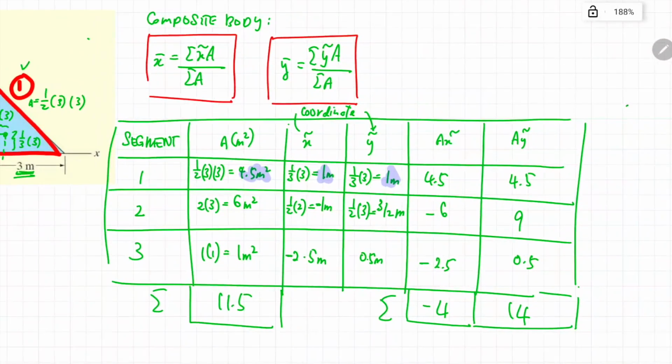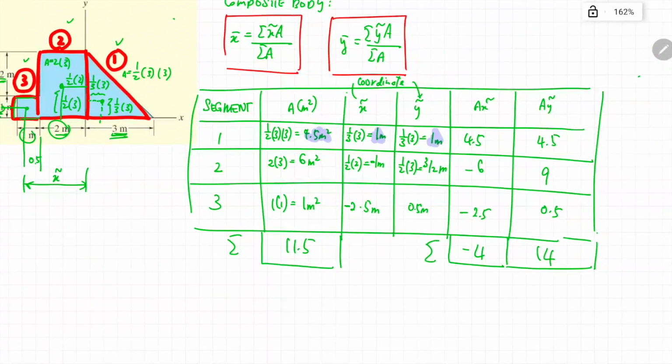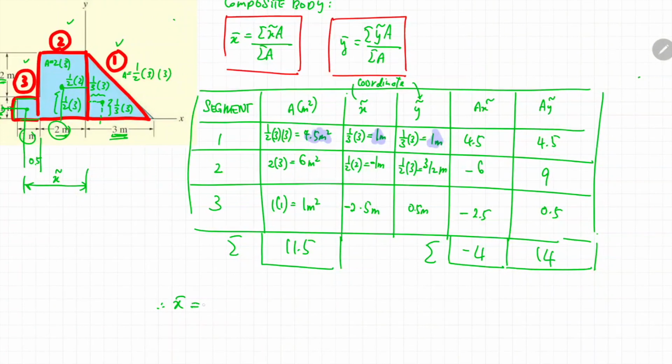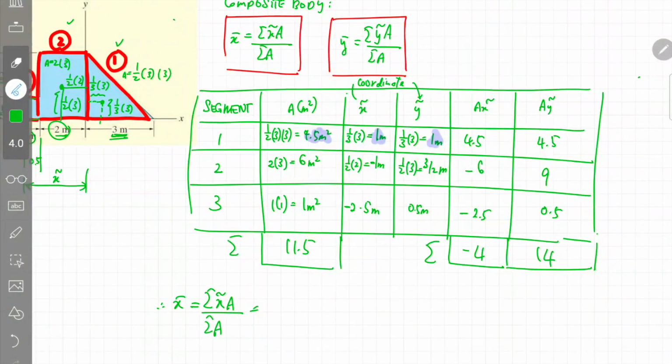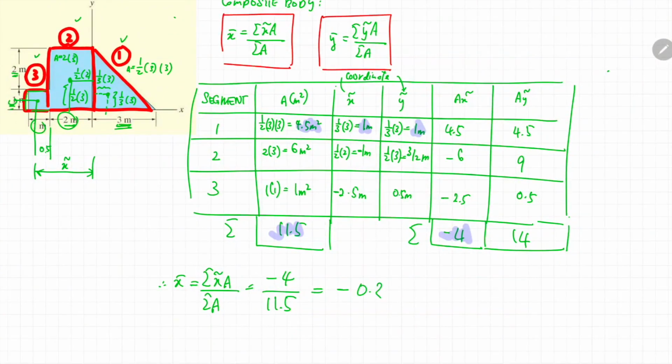Now we have enough information to calculate the centroid of the entire area. The x bar is equivalent to the summation of x curve A divided by the summation of A. The summation of x curve A, we calculated to be negative 4, and the summation of A is 11.5. You just divide these two values and you will get a corresponding coordinate of negative 0.348 meter.